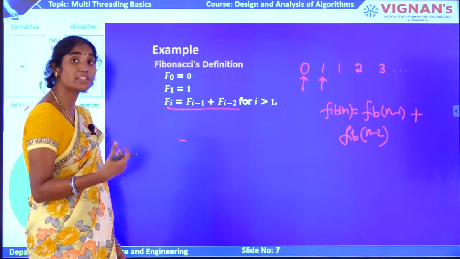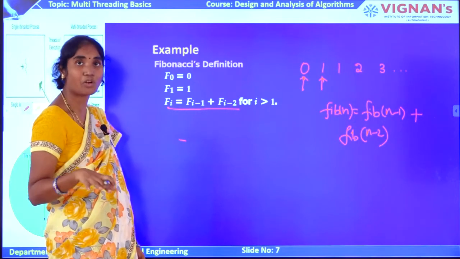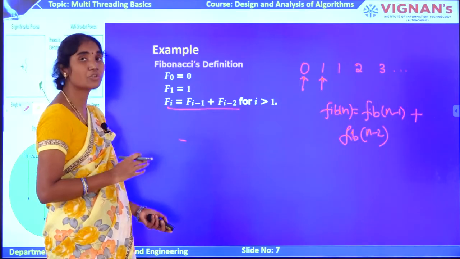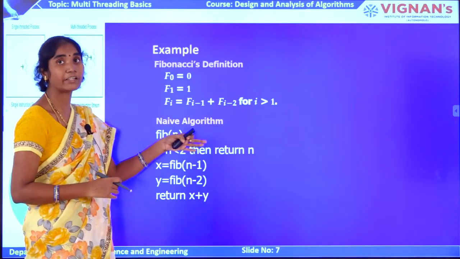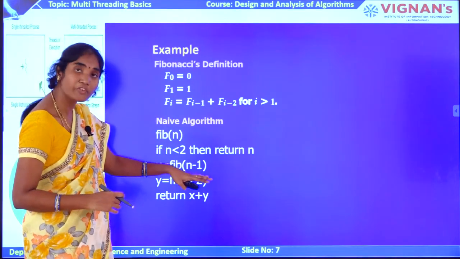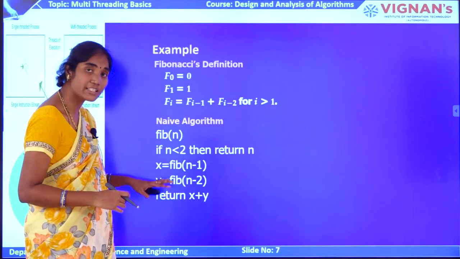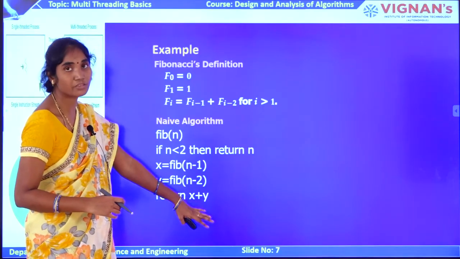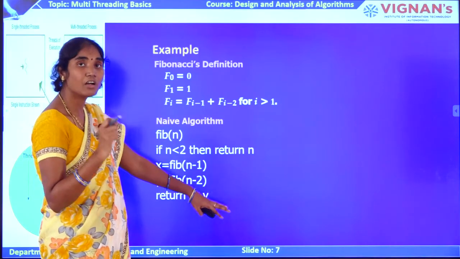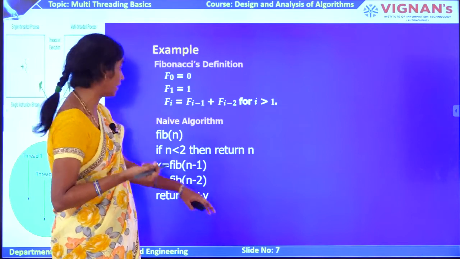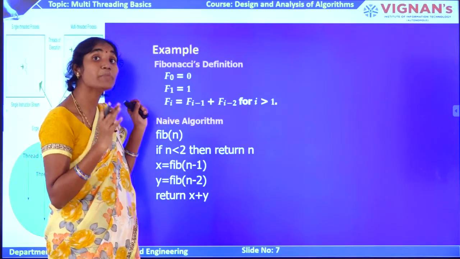Now in order to generate this Fibonacci sequence, there is a naive algorithm which you have been learning since the first year from your C programming. Here I am just showcasing the naive algorithm. If n is less than 2, then simply return n. Now x is equal to fib of n minus 1, the n minus 1th term, and the n minus 2th term I am taking as y. Now I am returning simply x plus y, which is fib of n minus 1 plus fib of n minus 2, and that will be the current Fibonacci sequence number, right. So this is your naive algorithm, which works on a uniprocessor system.